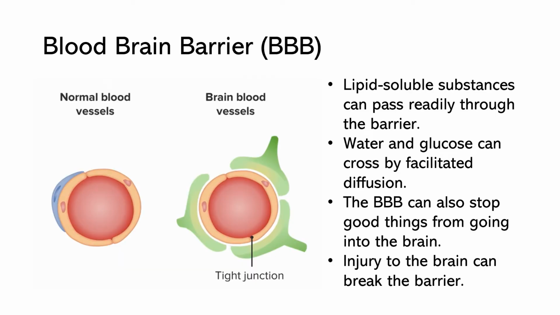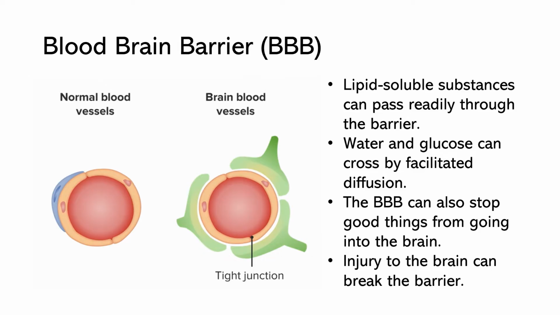Lipid-soluble substances like oxygen, carbon dioxide, steroid hormones, alcohol, and nicotine can pass readily through this barrier. However, molecules like proteins and antibiotics are not able to pass at all. Water and glucose, which are very important for brain activity, can pass by way of facilitated diffusion. The blood-brain barrier is established by creating tight junctions with the endothelial cells of the blood capillaries that go to the brain. The blood-brain barrier can also prevent good things from getting into the brain.